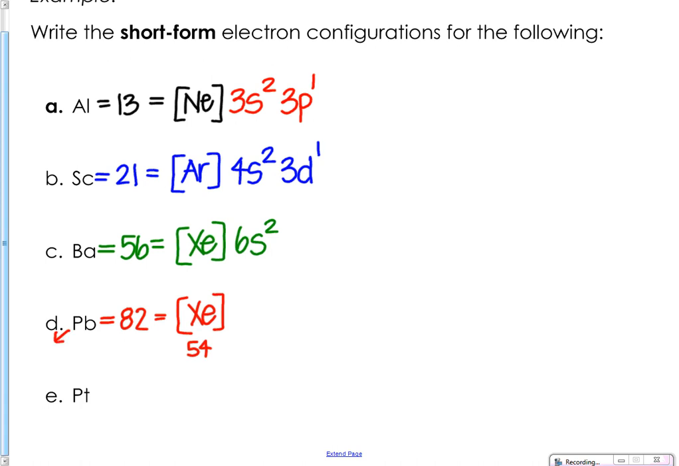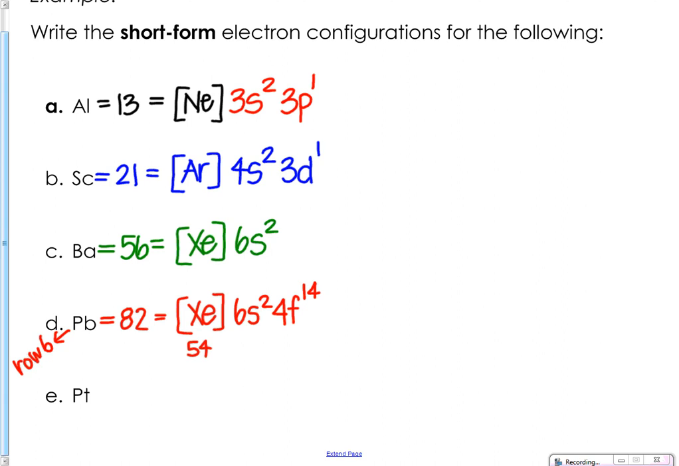Now Pb still lives in row 6. So we're still going to start at 6s. And that's going to take care of 2 of them. How many more do we need? Well, originally, if we had 82 and we had only 54, we were going to need to deal with 28 more. We've taken care of 2 of them, so now we're down to 26 more. After the 6s, if you follow the diagonal rule, you'll find you need to go to 4f. And since we have 26 remaining, we can put 14 in there.